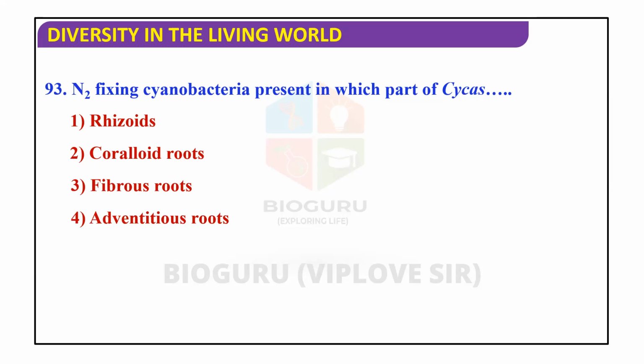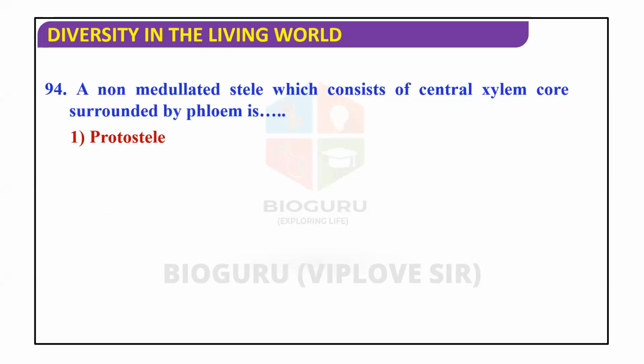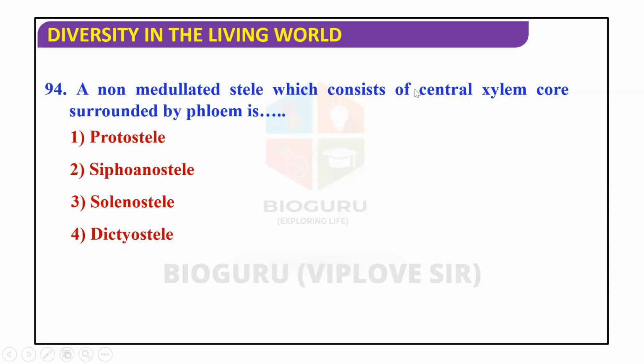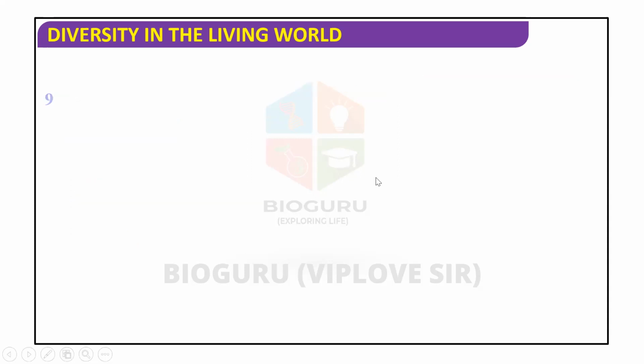Example and hint you have already got earlier. It is coralloid roots. That's nice. A non-medullated stele which consists of a central xylem core surrounded by phloem is protostele, siphonostele, solenostele, or dictyostele. Yes, the answer is protostele.